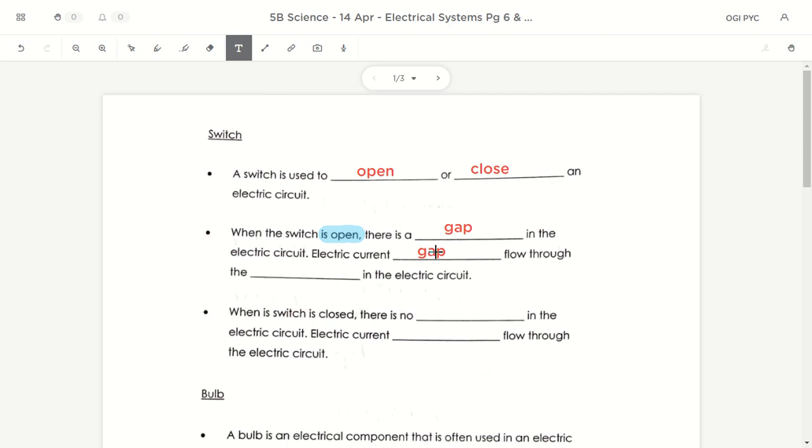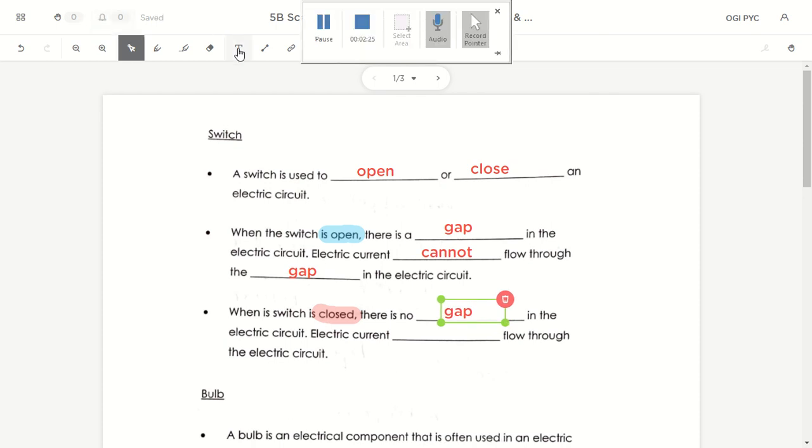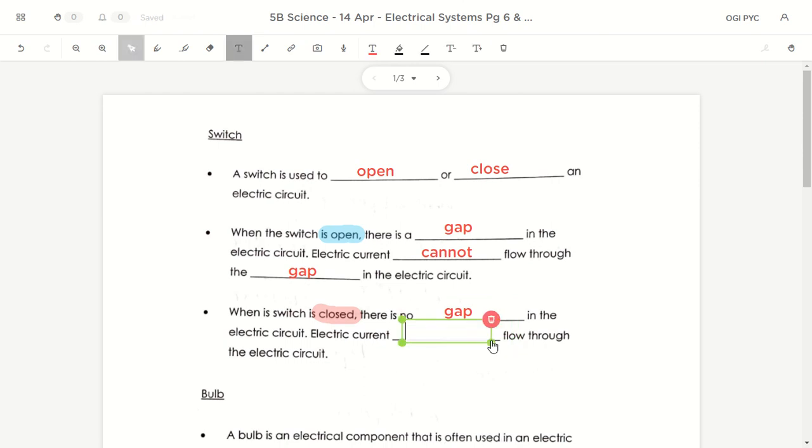Okay, sorry, this is supposed to be here. So electric current cannot flow through the gap. Alright, so if the circuit is open, there's a gap, and electric current cannot flow through the gap. Okay, and on the other hand, let's use a different color. If the switch is closed, there is no gap. There's no gap because the switch is closed, everything flows continuously, there's no gap, and in this case, electric current can flow through the electric circuit.